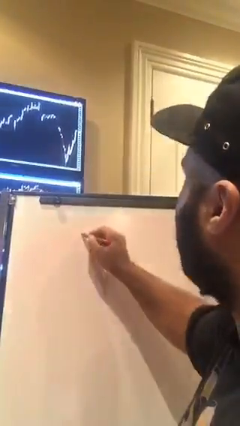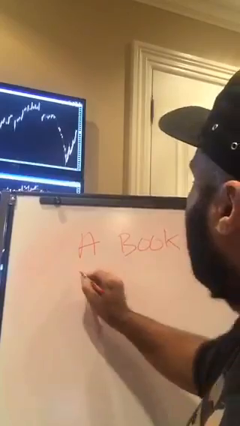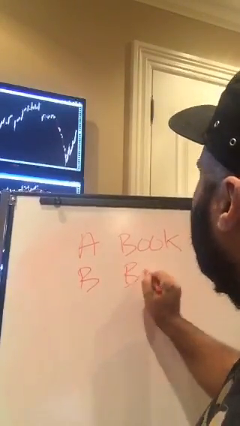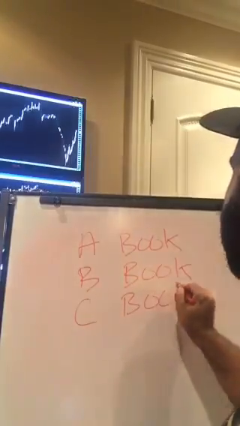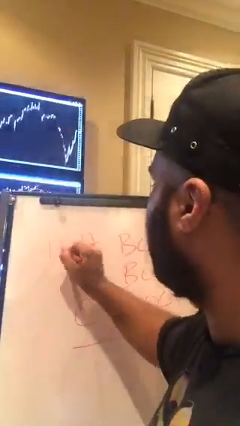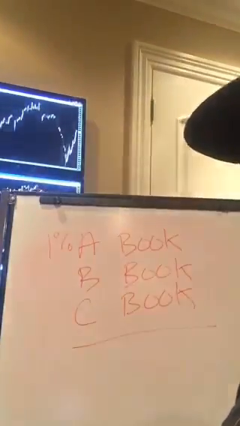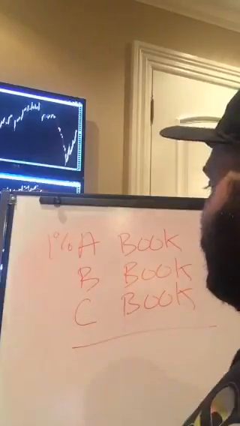They have something called an A book, something called a B book, and something called a C book. 1% of clients are in the A book. 1% are in there.